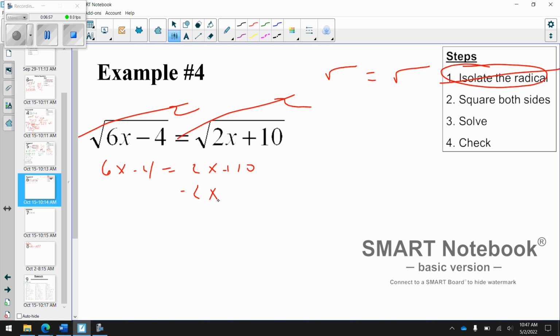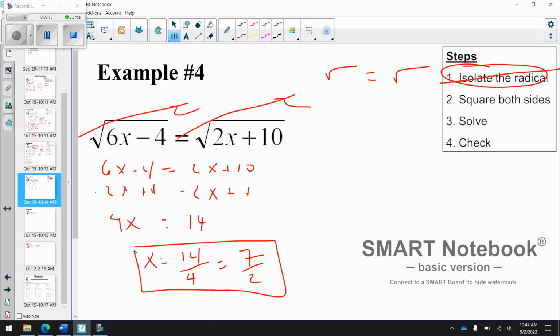So what? Minus 2x, 4x plus 4, 14. Okay, so we got some funky fraction. That's okay. 14 fourths or 7 halves. Or what was that? 3.5. However you want to do it. So I think that is my answer.